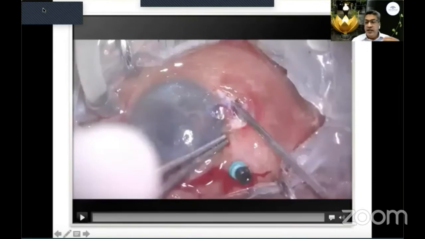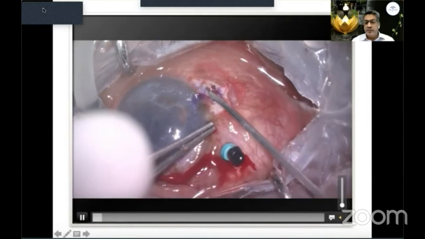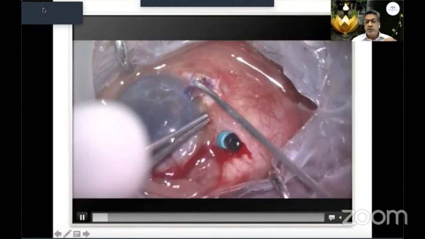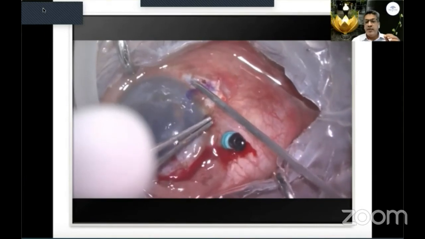We have seen that this technique is really useful when you have corneal opacities. When the visualization is very poor, this technique is very useful. So this is the chariot tunnel being made using an MVR blade.